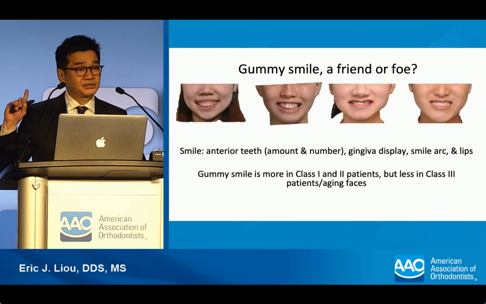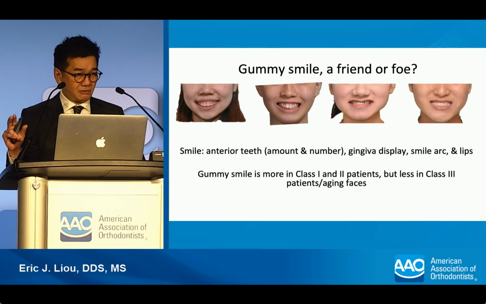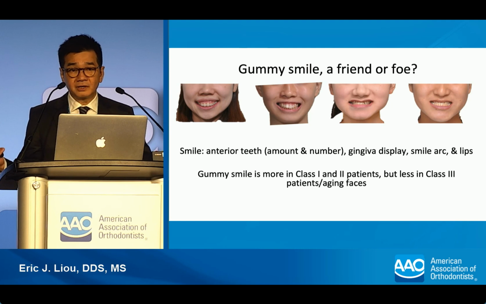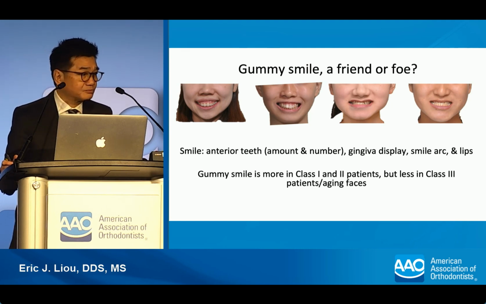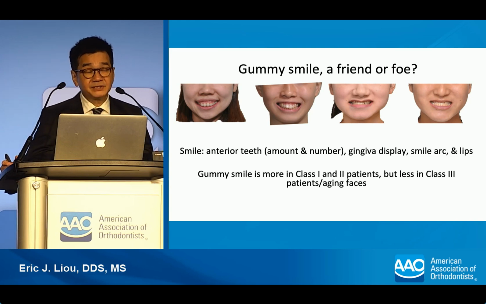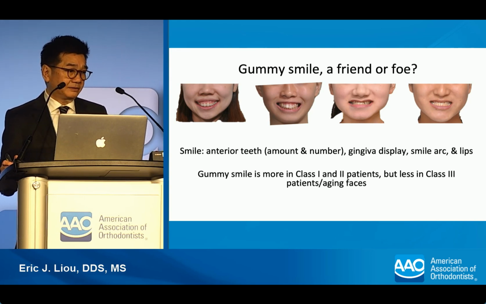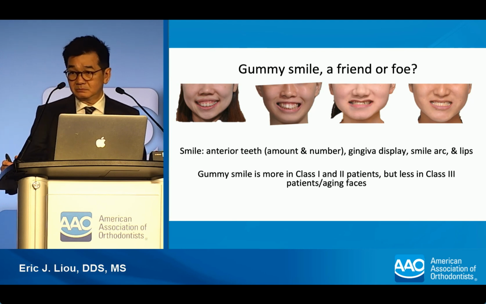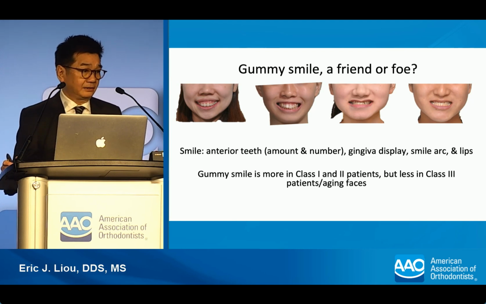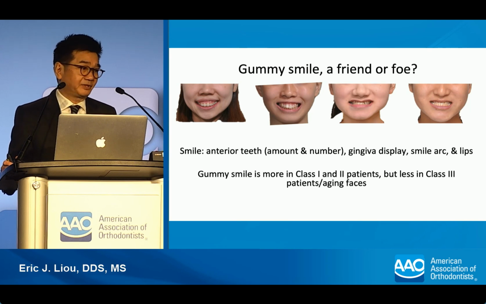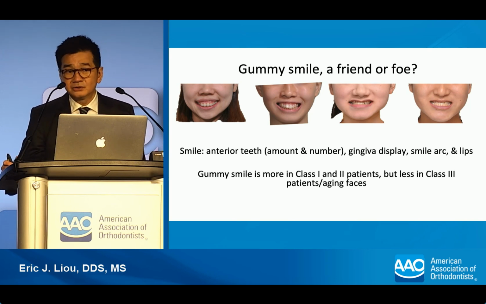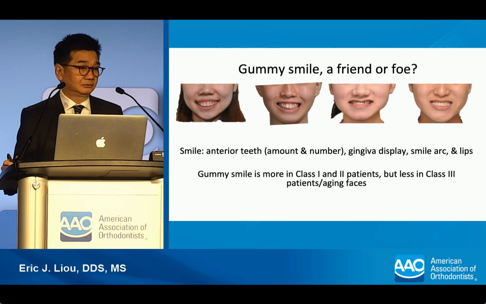As you have seen on my slides, there are several kinds of smile, like class 1, class 2, class 3. We all have different kinds of smile. But no matter what the smile is, there are basically three components. The first one is the lip: how does the lip look, how much of the upper or lower teeth show, and how much the gingiva displays, which are very important components of our smile.